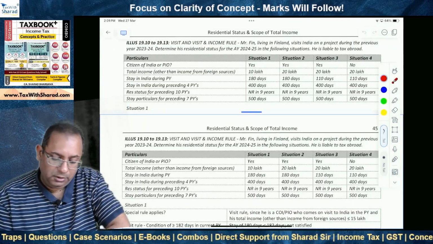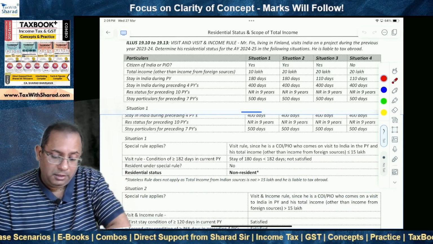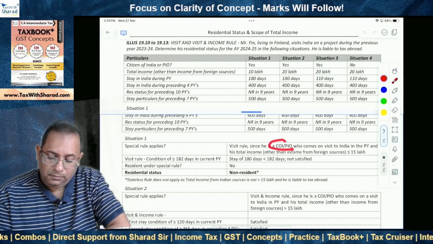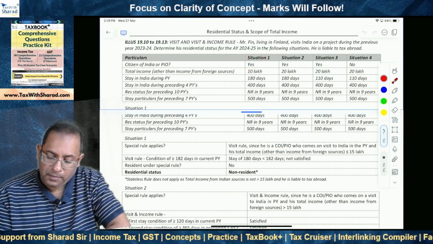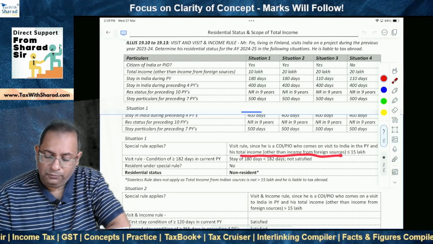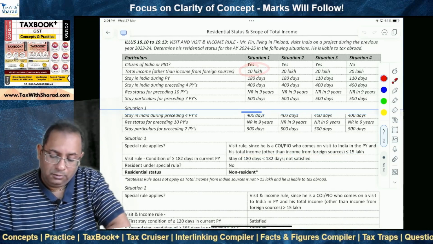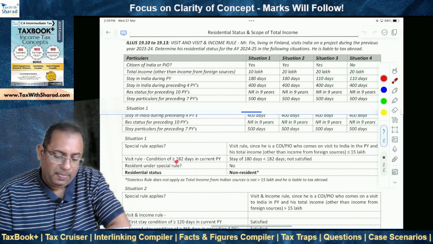So let's go back to our question and let's see how to solve this question. So in situation 1, whether a special rule will apply. So Mr. Finn is a citizen of India or PIO. It is given in the question. Okay. He comes on a visit to India in the previous year and his total income other than income from foreign sources is up to 15 lakh because in the question it is given 10 lakh. So visit rule applies, and therefore the condition to become a resident is what?